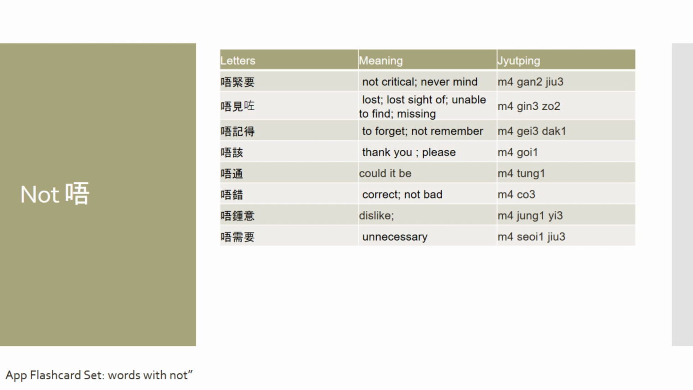So for example, could it be that I am wrong in Cantonese would be 唔通我錯, or 唔通係我錯, which would be the same thing, meaning could it be I'm wrong? Correct or not bad, actually more associated with not bad in Cantonese, is 唔錯. Dislike in Cantonese is 唔鍾意. And unnecessary in Cantonese is 唔需要.